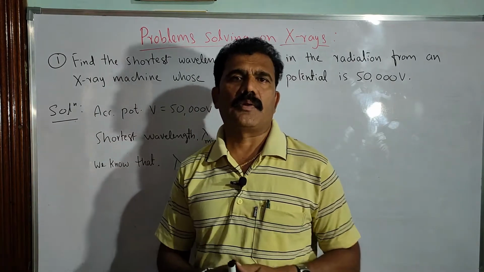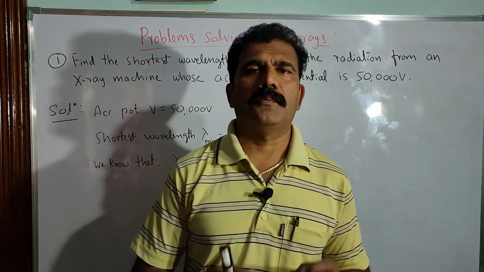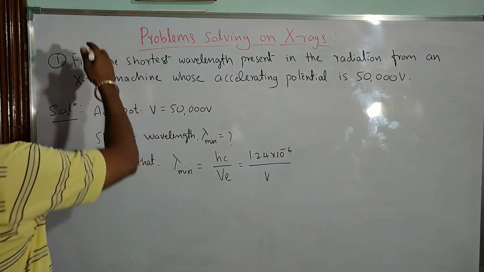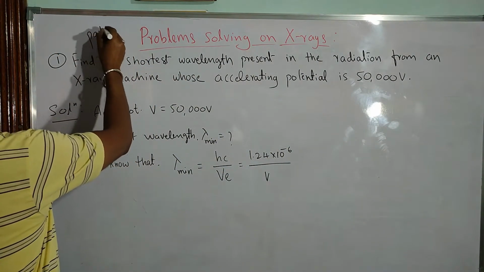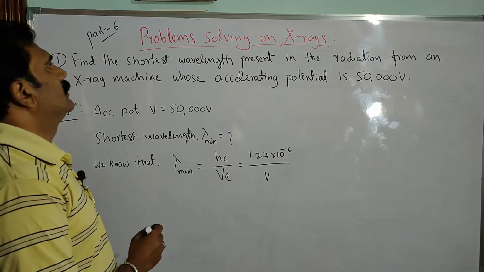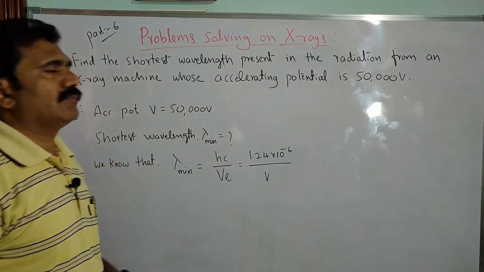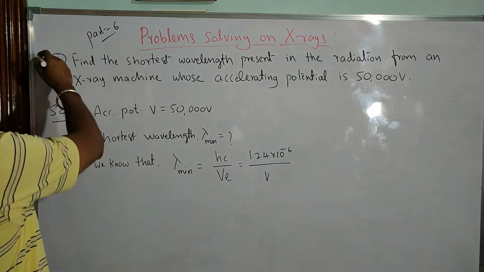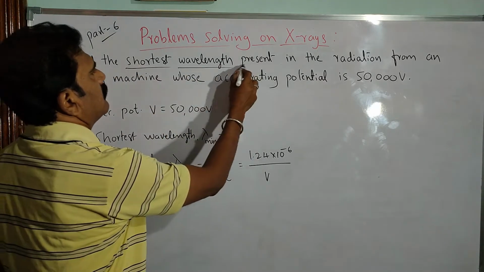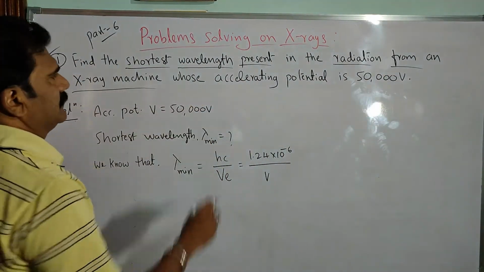Now, on that small chapter, there are some numerical problems. Let us try to solve some problems on X-rays in this video. I think this is video part number 6 for you on X-rays particularly. Now, problem solving on X-rays. Just note down the first problem. That is a very simple problem. Find the shortest wavelength present in the radiation from an X-ray machine.